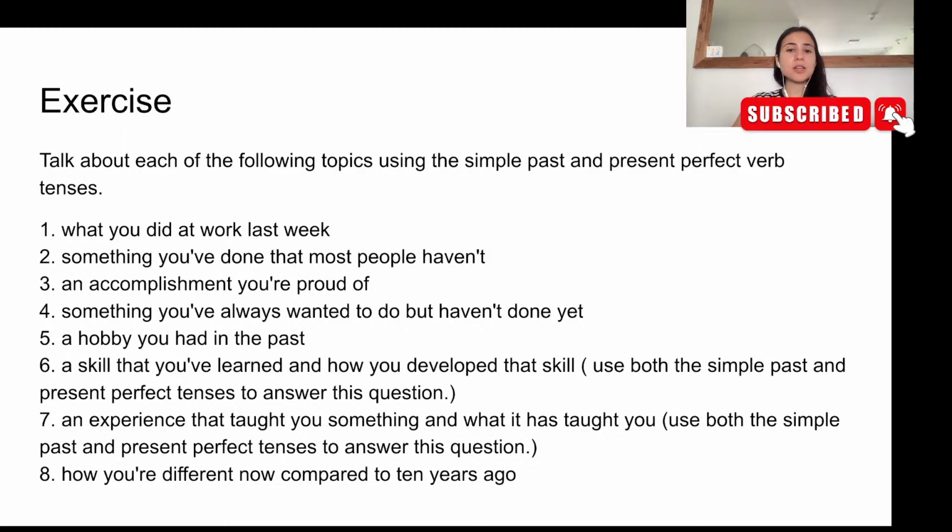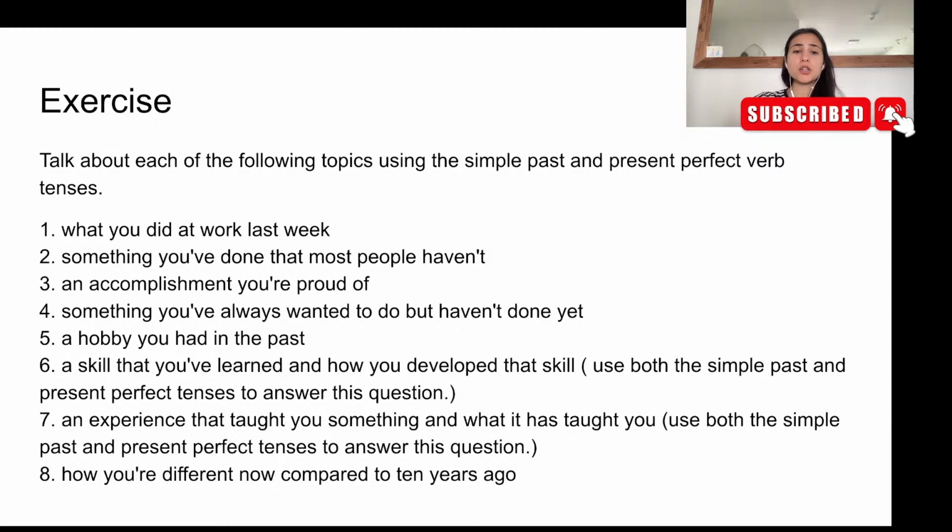Next one, something you've done that most people haven't. This is referring to an experience, and you can see here that we've got the present perfect. Something you have done that most people haven't. We're referring to an experience that we've had in the past. So you could answer this by saying, I have climbed Mount Everest, if that's something that you've done, which is a pretty big achievement, okay? So it's great to create some sentences. They don't have to be real. What's good about this is that you can practice using different verbs with these example sentences, okay?